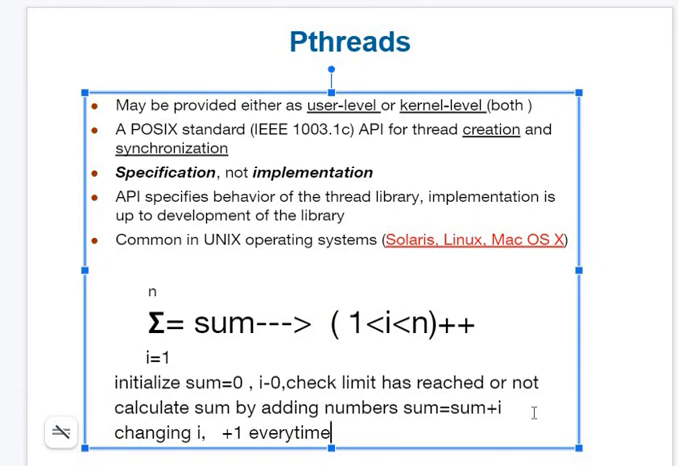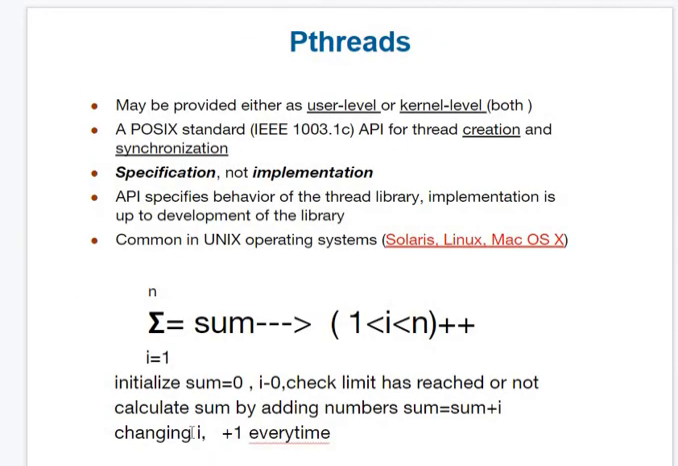So I repeat: starting with 1 till it reaches the upper value n, go on calculating sum equal to sum plus I, and also check whether I has reached the n value or not, and also keep changing the value of I. So this is one concept: summation from 1 to n, the sum of the number series from 1 to n.